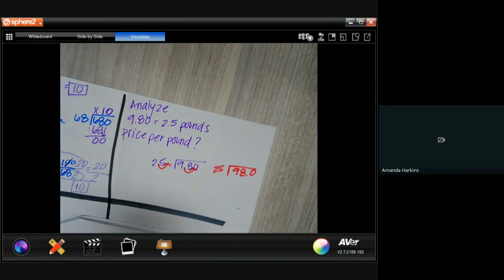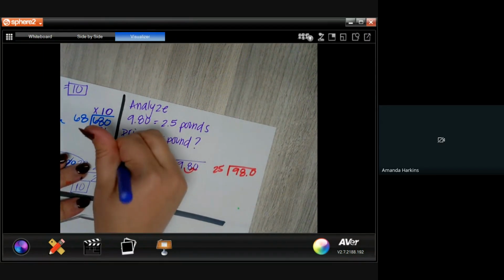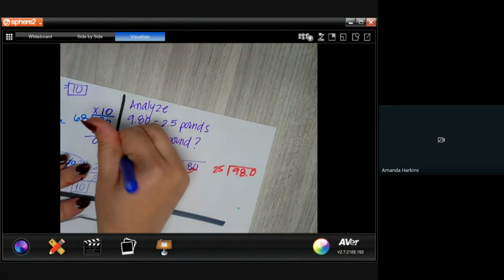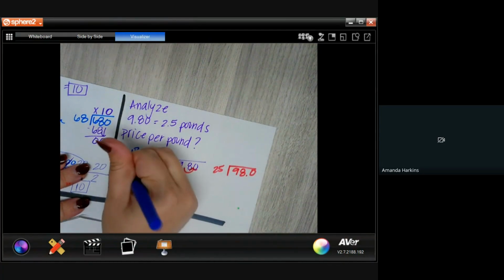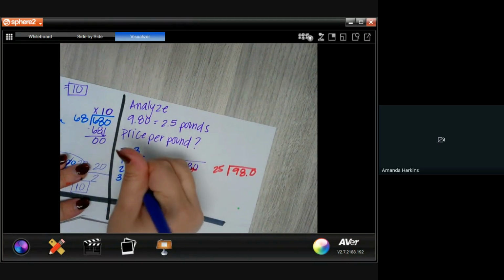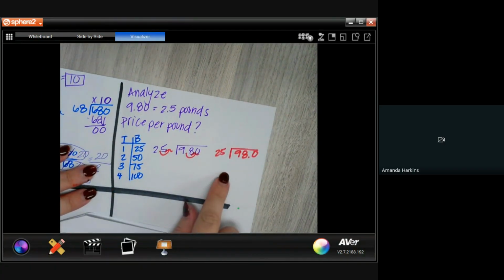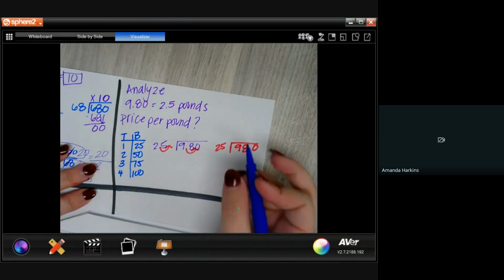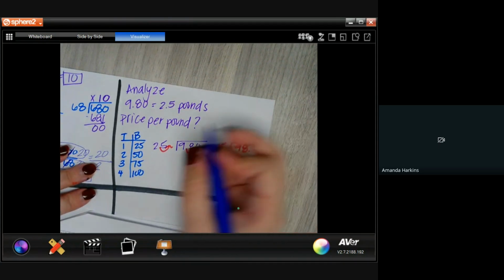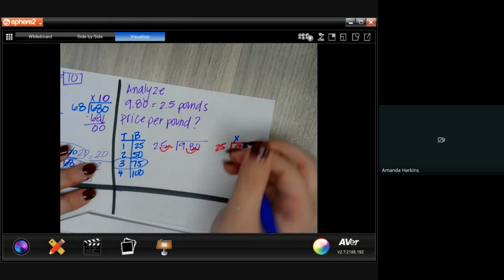All right, I do know my 25s. So 1 25 is going to be 25. 2 of them would be 50. 3 of them would be 75. 4 of them would be 100. I'm going to stop there, and I'm going to see what I can go ahead and divide with. So 25 cannot go into 9, but it can go into 98 3 times.